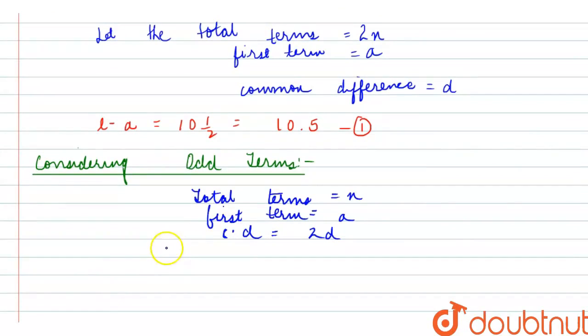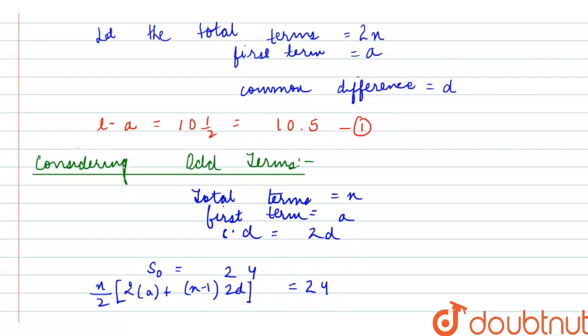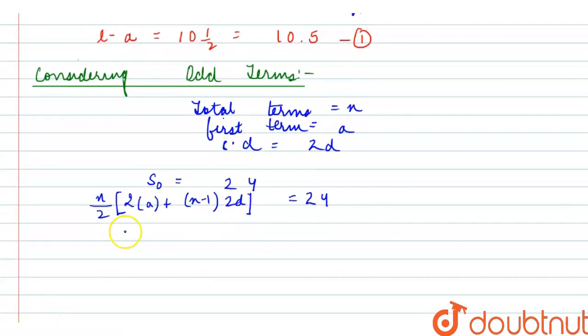Now we are given that the sum of odd terms is 24. The formula for the sum is n by 2 into 2a, twice the first term, plus n minus 1 into the common difference. What is the common difference? It's 2d. Simplifying further, we get 24 is equal to n into a plus n minus 1 into d. I have divided the whole equation by 2, so I'm naming it equation number 2.